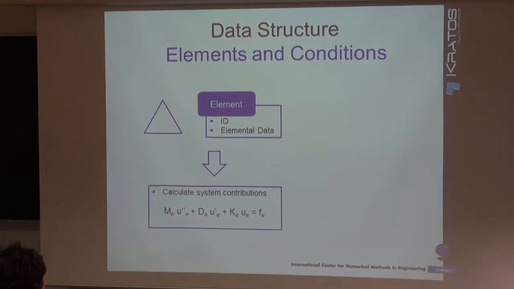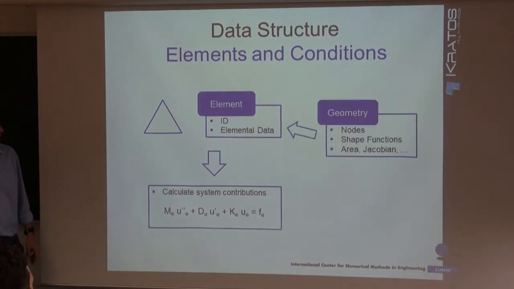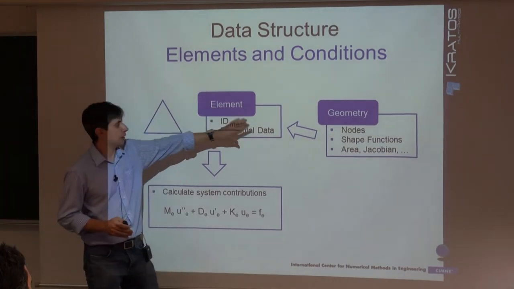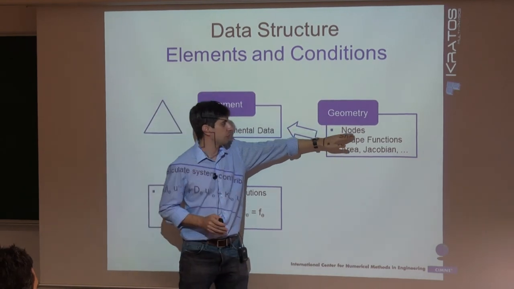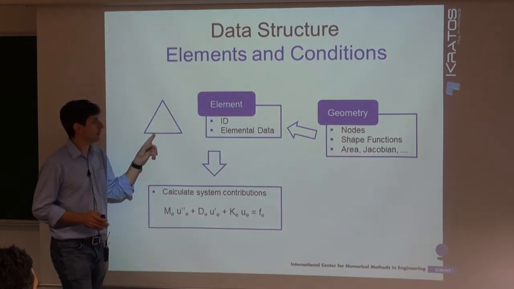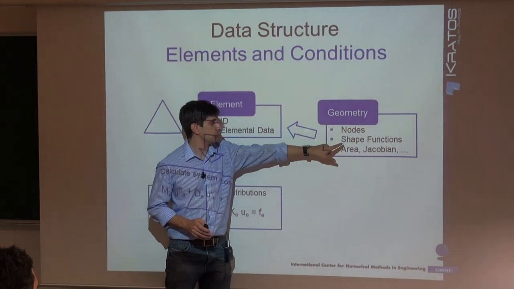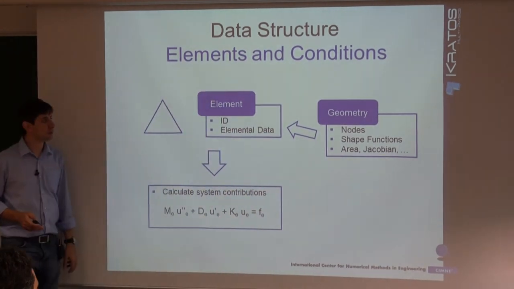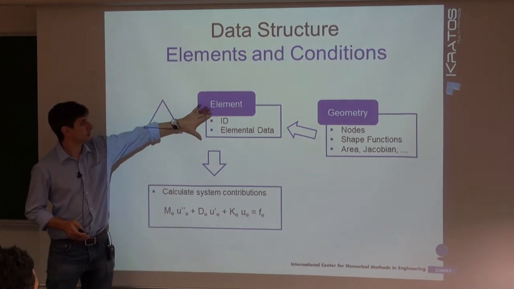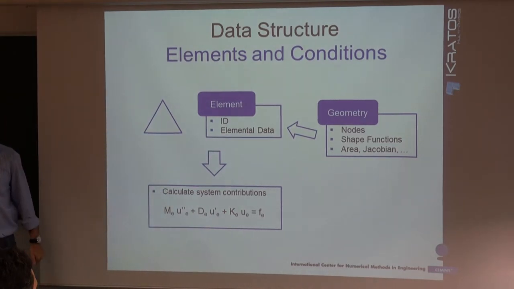So this is the element, and the element allows you to compute all these local matrices that can be assembled to a global function. The element has access to an entity that is geometry. The geometry contains the nodes, so from an element, you can loop the nodes. The geometry also contains shape functions and other values like the area, Jacobian, everything. Everything is contained in geometry, while the element only has the ID and the elemental data, which I talked about some minutes ago.